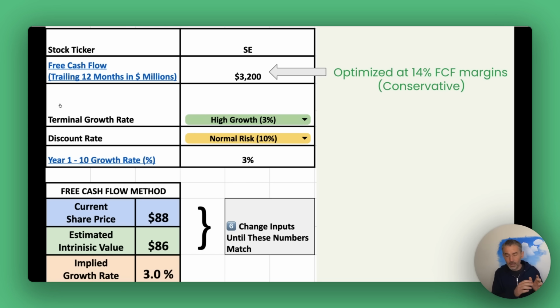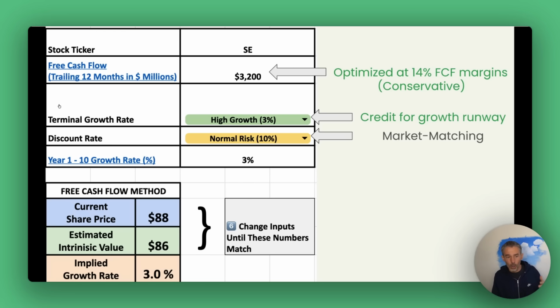Now, here's the thing about Sea Limited. Technically speaking, it would make sense to give them higher free cash flow margins than Mercado Libre. Why? Because they have a higher margin business in gaming that Mercado Libre does not have. But I'm just going to assume that I'm not going to give Sea Limited the benefit of that because I want to be a little bit conservative. And so if I am, then we can optimize these for free cash flow margins at 14%, which would give the company $3.2 billion in trailing free cash flow. I will give them a slightly higher terminal growth rate, a normal discount rate.